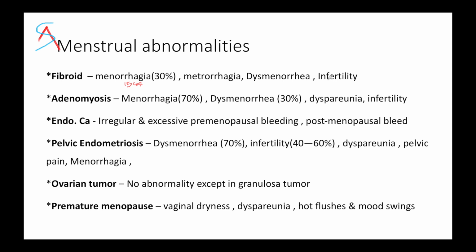If hyperestrogenism is there, then it will result in anovulatory cycles, and it could be associated with endometriosis or dyspareunia. In pelvic pathology, endometriosis will have basically a triad of dysmenorrhea, infertility, and dyspareunia. Ovarian tumors generally do not cause any menstrual abnormality except granulosa tumor, because it will result in increased estrogen in the body. Symptoms of menopause are vaginal dryness, dyspareunia, hot flushes, and mood swings.